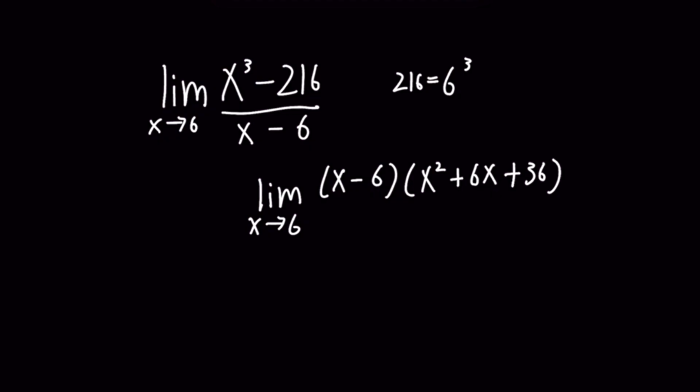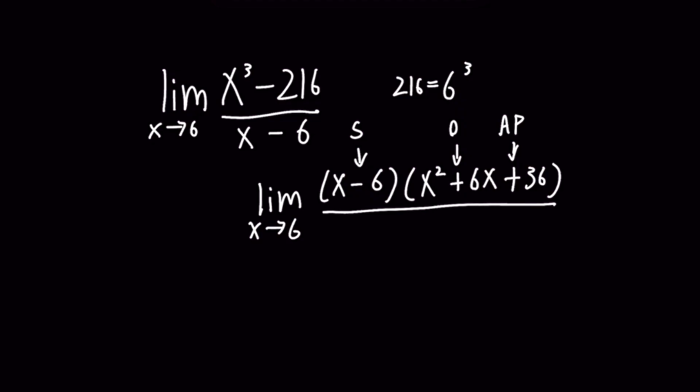If you want to factor the difference of cubes or sum of cubes, just remember for the signs you're going to be following something called SOAP: Same, Opposite, Always Positive. So the first one here is negative because it's the same. The second one is positive because it's the opposite. And the third one is always positive. Okay, this is all over x minus 6.